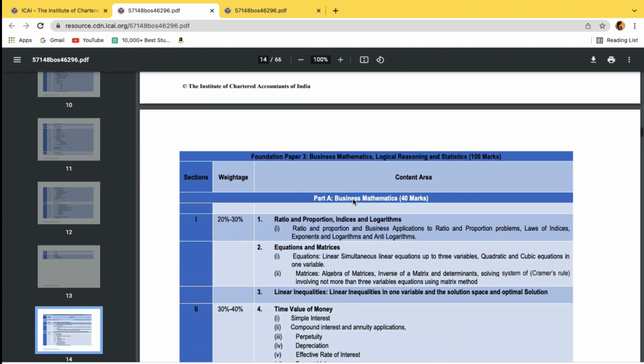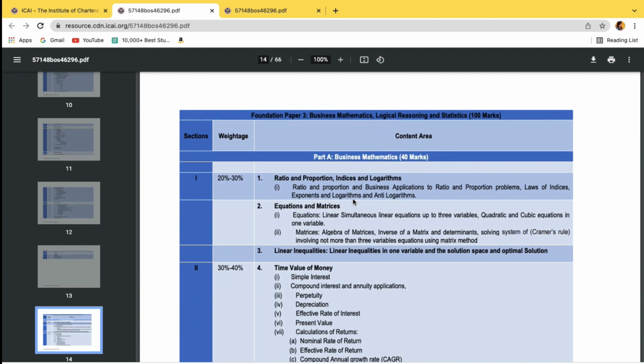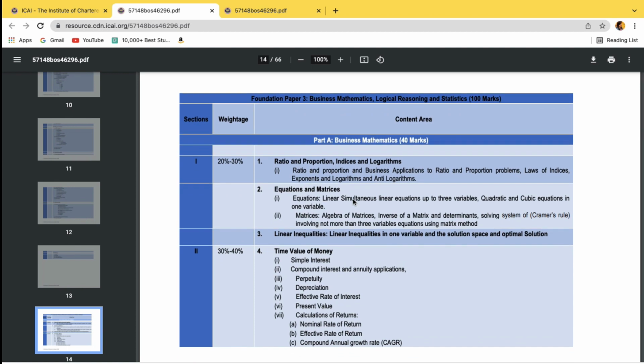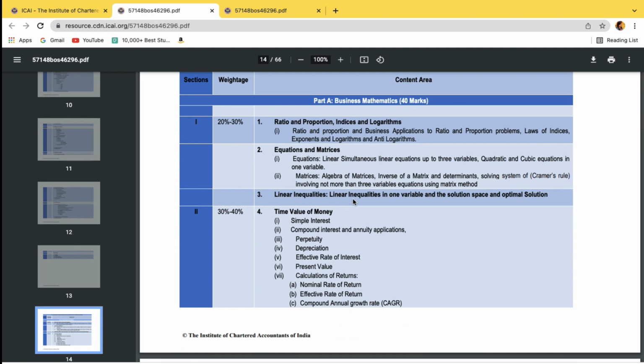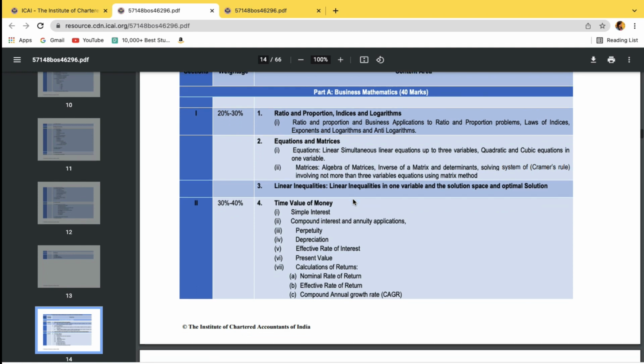For your maths, which is paper number 3, business mathematics, logical reasoning and statistics, if you had maths in your class 11 and 12, then it is very easy for you to crack it. And if you did not have, go for classes, because it will be a bit difficult for you to understand it, because you have lost that track of studying maths. So very easy chapters: ratio, proportion, equations, matrices and linear inequalities, which will fetch you around 20 to 30% of your marks. Time value of money, very easy.